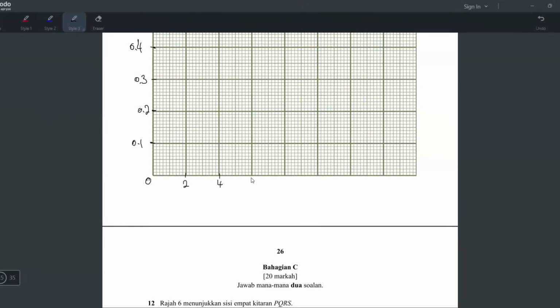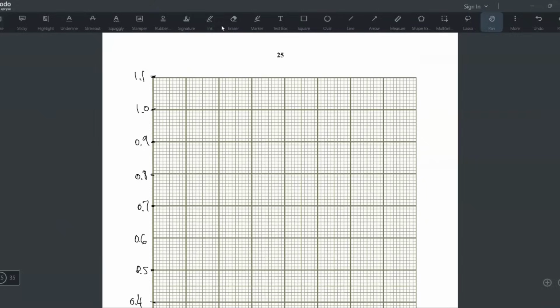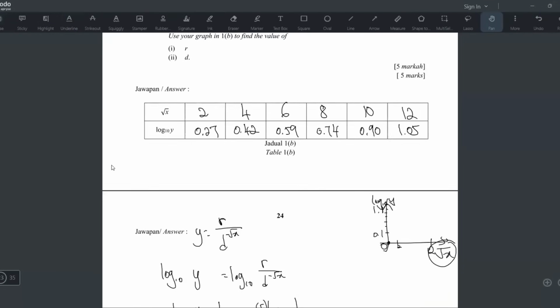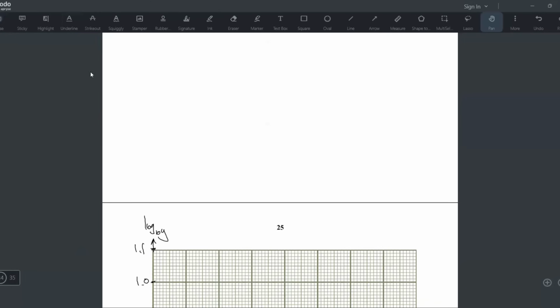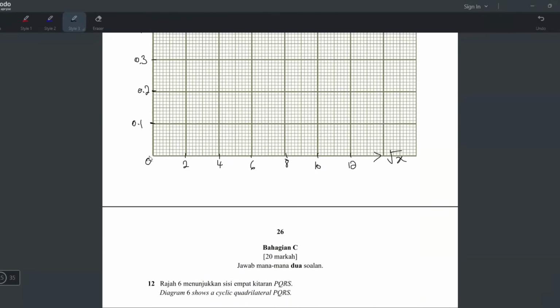2, 4, 6, 8, 10, 12. Okay, the x-axis is square root x, and then the y-axis is log 10y. Okay, later your line is going up or going down. So the y value has to be like that. So hopefully the y-intercept will be positive, because if it's negative, then I can't find it already. Yeah, because my graph is here.